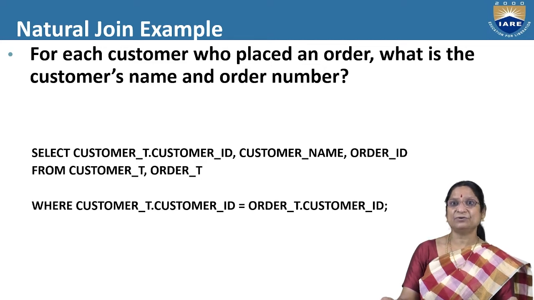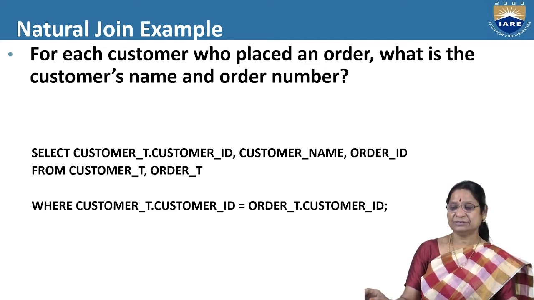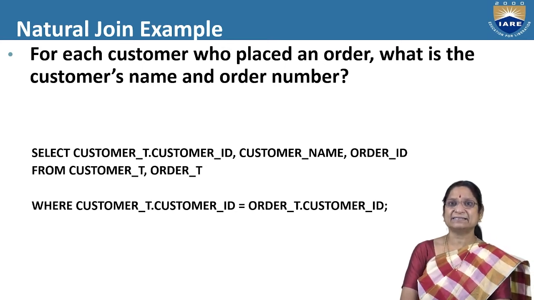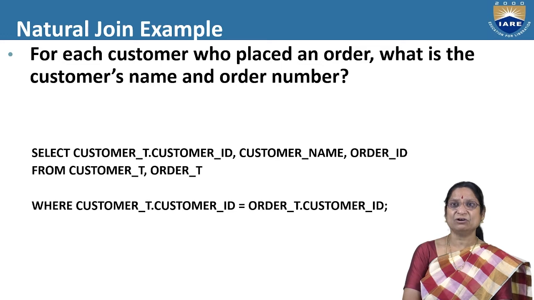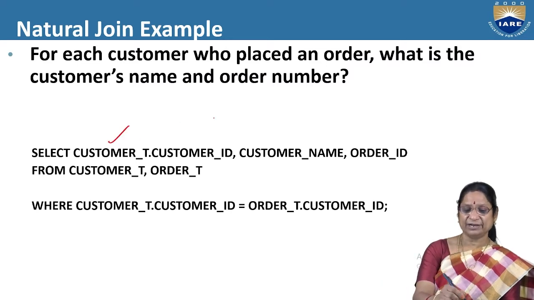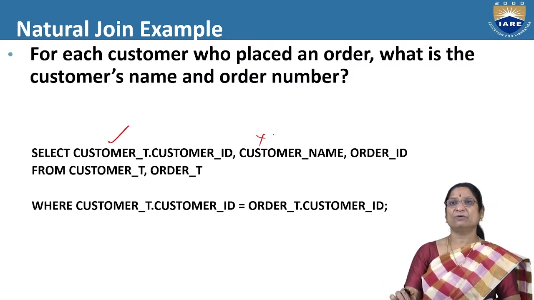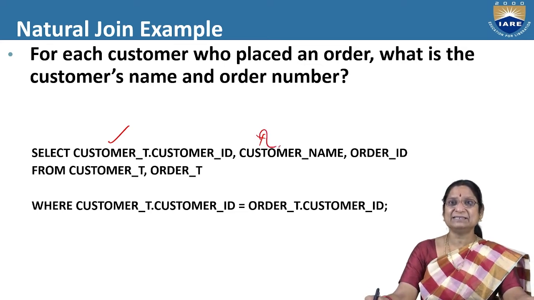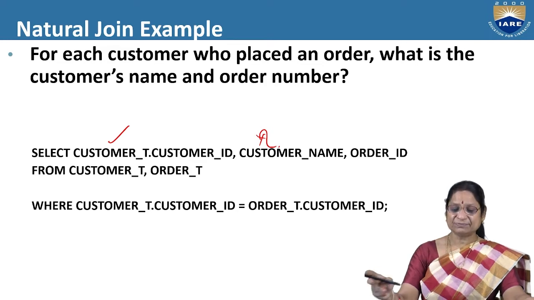So two tables are there, no? So we will use our respective qualifiers as table names. Customer underscore T is the customer table dot customer ID. Customer underscore name, I am not qualifying. Please observe here. This is qualified, but this is not qualified. Why? Because customer name is a unique attribute. Unique attribute means it doesn't exist in both tables. It is available only in the first table, that is the customer table only. So that's why no need to qualify.